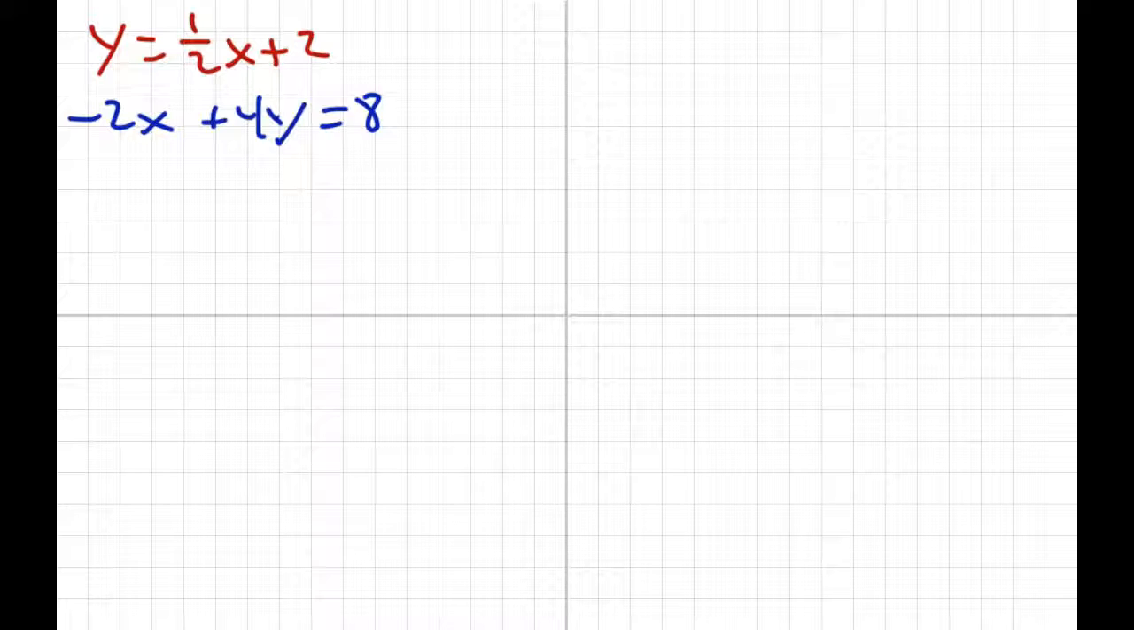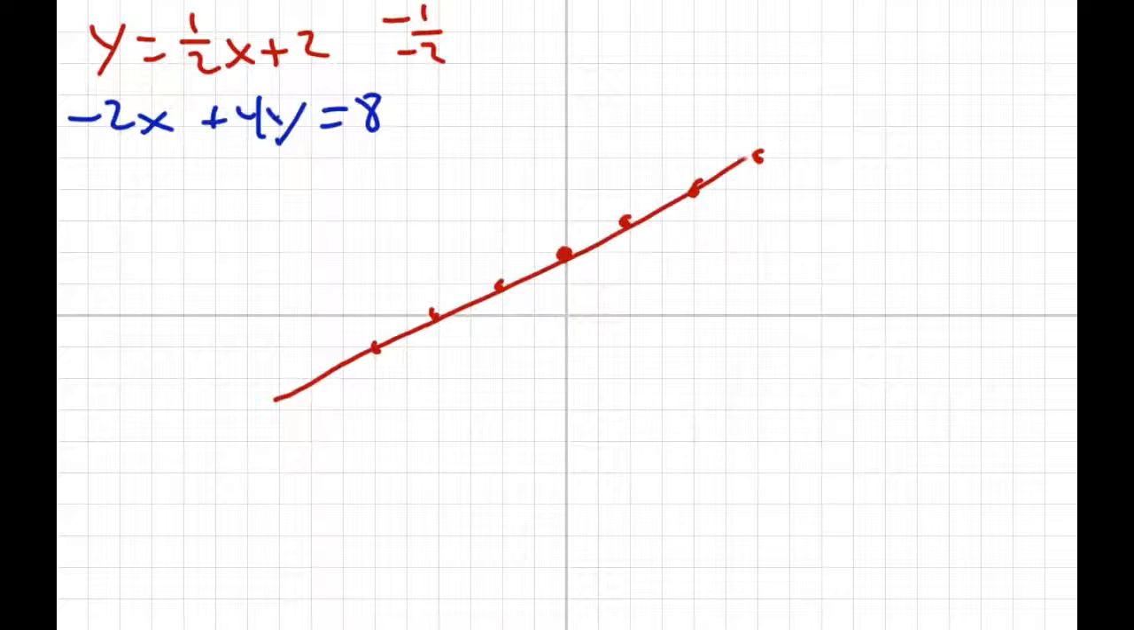So let's graph y equals 1/2 x plus 2 first. All right, 2 is our y-intercept. Our slope is 1/2. So we're going to rise 1, run 2. Rise 1, run 2. Rise 1, run 2. And don't forget, it could also be negative 1 over negative 2. That also equals positive 1/2. So I could have gone down 1, left 2, down 1, left 2, down 1, left 2. That's another way to use our slope. Graph our line.